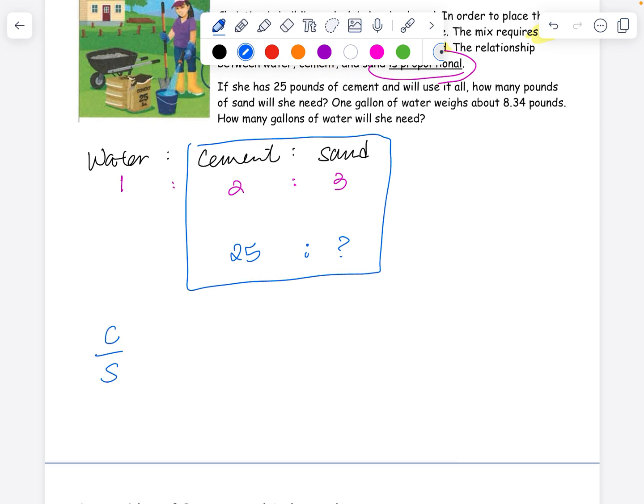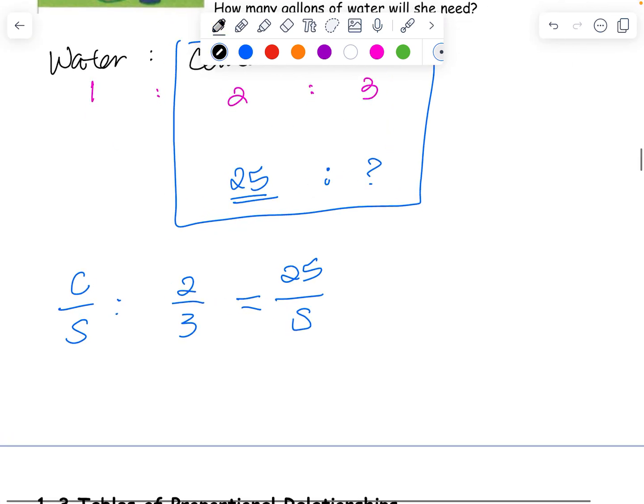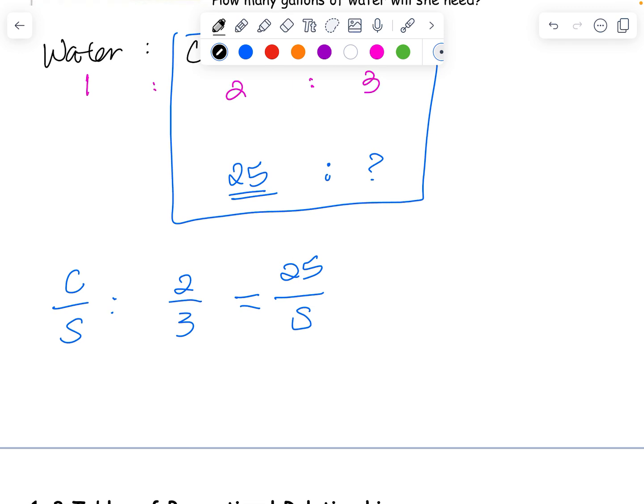Cement to sand is 2 to 3. And we want this to be the same. Cement is 25 now, and we're trying to figure out how much sand you need. These have to be a proportional relationship. One of the ways you can solve the proportion is to think about how many times 2 goes into 25. In other words, 25 divided by 2. 2 goes into 5 twice. That's 4. You subtract 1, annex a 0, bring it down. That's 5. So it goes in 12.5 times.